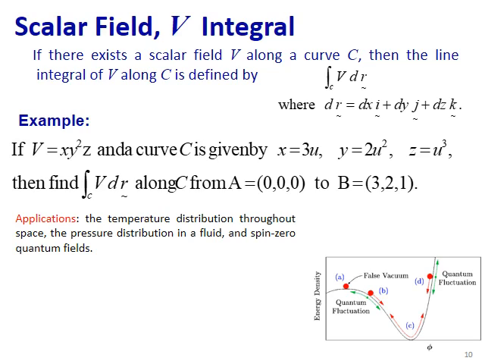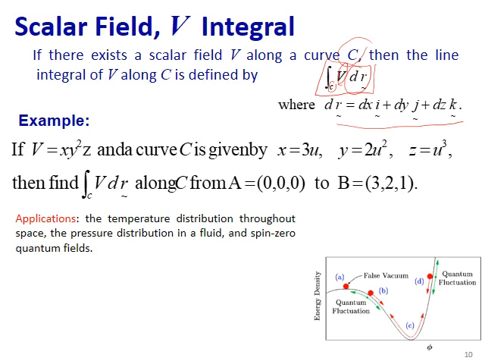Now, the first one, which is scalar field, is if V is a scalar, and you want to find the integral along a curve C, then we define it in this way. Integration with C here to say along curve C, it means there is a curve, and V with respect to dr. Dr is something close to the del, but rather than partial, it would be dx, dy, dz with respect to i, j, k respectively.